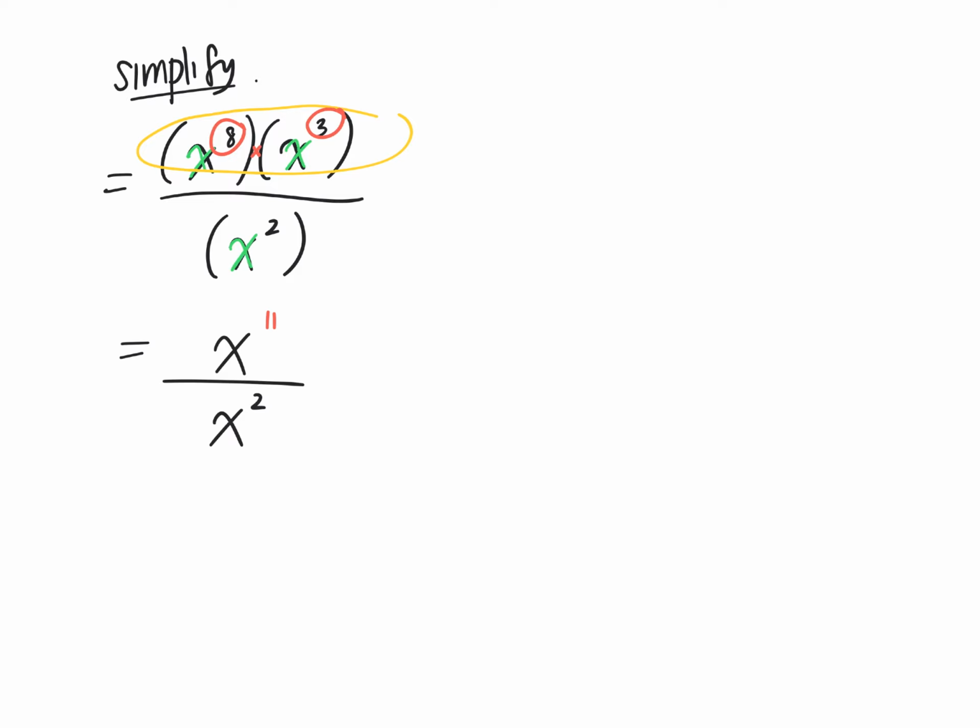Final step. This is very easy, straightforward. Now we have dividing powers with the same base. So you always write the base and then do what with the exponents? Subtract. Good. Subtract 11, take away 2 is equal to 9. That's it.